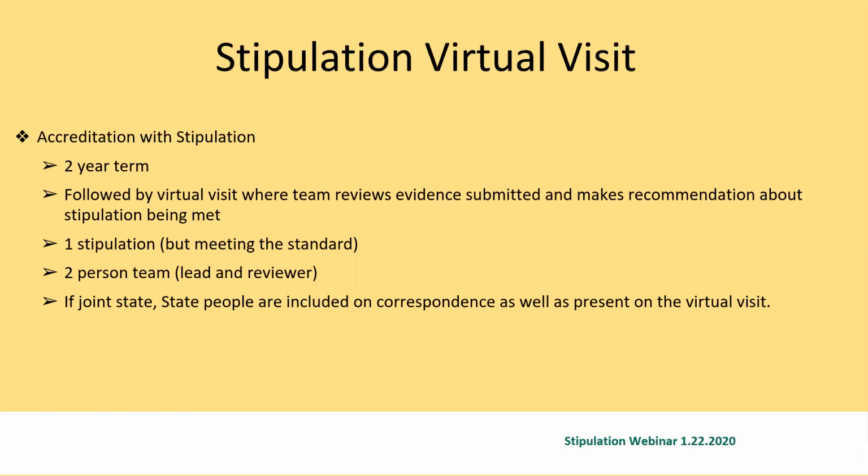That means that you had a 2-year term from your original AC decision, and you had a stipulation visit. That meant you had 1 stipulation in a standard, but the standard was overall met. And you are going to have a virtual visit in the semester 2 years out, which is about 18 months, so it winds up being for the next semester.